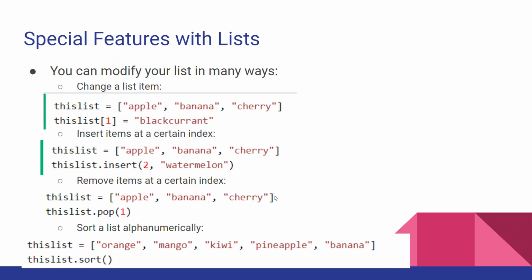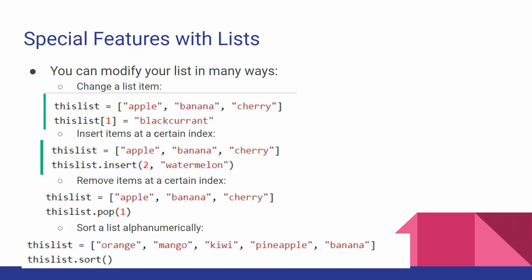So now let's look at some other methods that are provided for lists. The first one would be changing a list item. How you change a list item would be first you have to access a certain index, in this case the first index. So you'd write out the variable name thislist, index 1, which is currently storing banana. However, we're going to give it a new value of blackcurrant, and it would change to apple, blackcurrant, and then cherry.